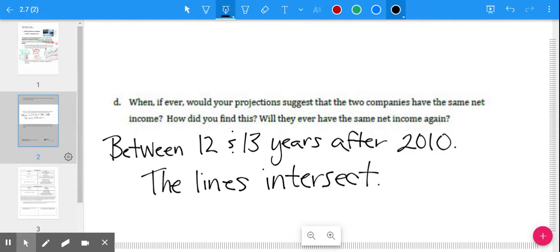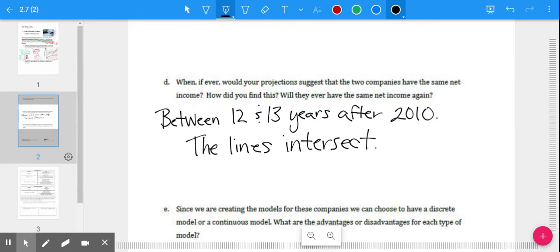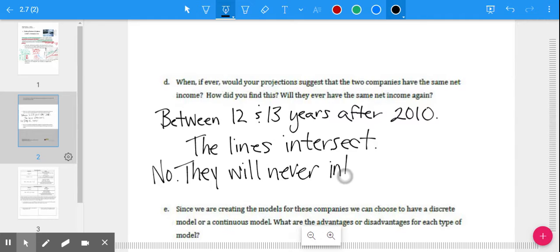And then will they ever have the same net income again? Because one of them is linear and the other one is exponential, that is the one and only place they will ever intersect. The linear is never going to catch up with the exponential again. So no. They will never intersect again.